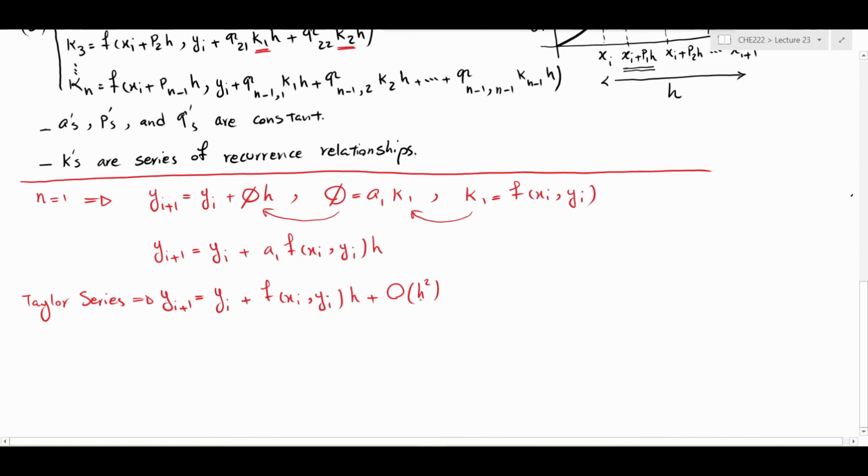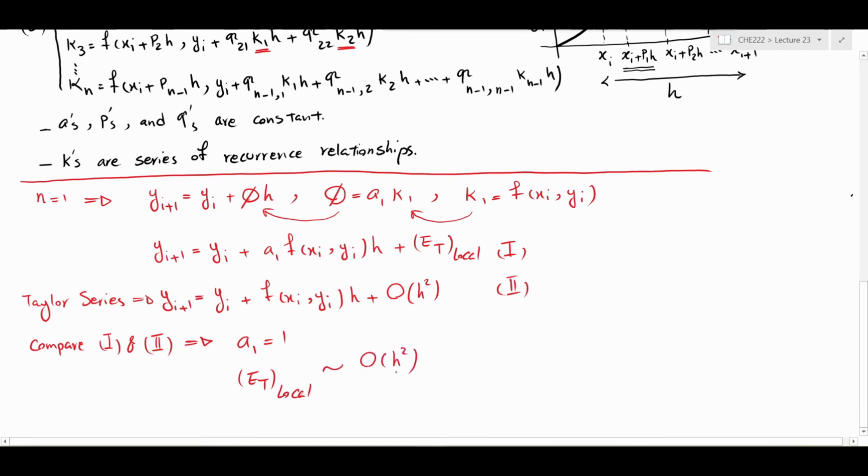So if we compare equation 1 and 2, we come up with some interesting results. Firstly, a1 is 1. And for the second conclusion, I remind you that we know that Runge-Kutta methods have some local truncation errors. So our second conclusion is that the local truncation error is of the order of h squared.